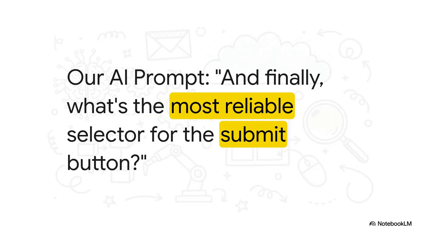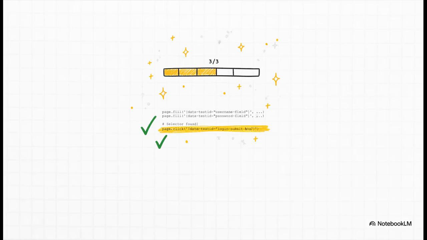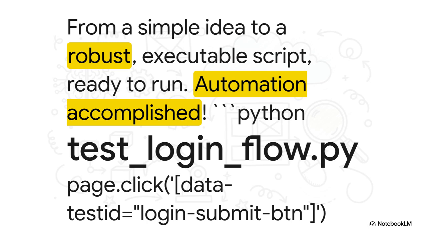All right, time for the final piece of our puzzle. One last question to our AI partner to find the address for that really important submit button. And there we have it. The final selector is in. Our script now has all the correct addresses it needs to run this test from start to finish. And just look at the final results. A complete, professional, and really robust automation script that's totally ready to run.